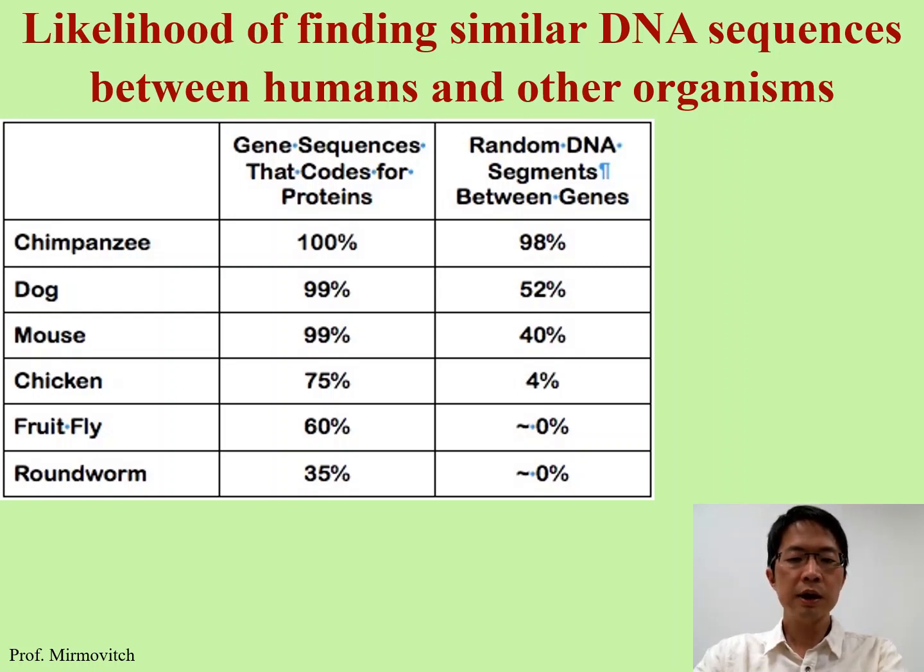So we are comparing the DNA sequence between human and other organisms. You can see chimpanzee, they are highly so-called conserved with human being. So the genes coding for protein are almost 100% identical in human and chimpanzee, but the random segment between genes is 98% similar. And as you go down, okay, dog is also a mammal, and then mouse is also a mammal. You can see that even mouse, a pest, is still 99% conserved between mouse and human being. But when you go to reptile, chicken, you drop to 75%. When you go to flies, which are insects, 60%. Roundworm, even lower, 35%.